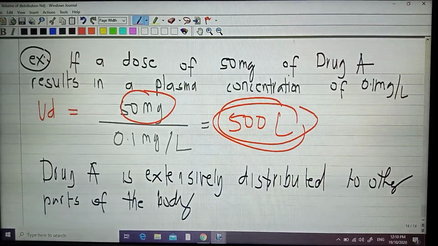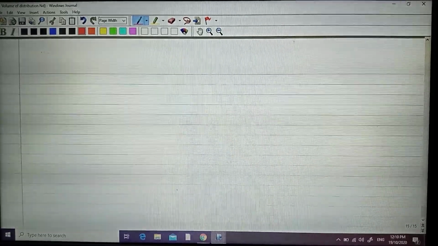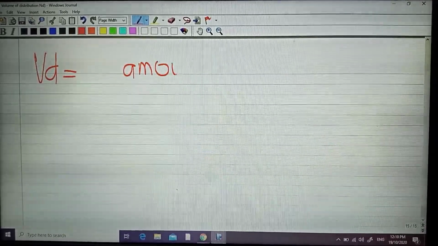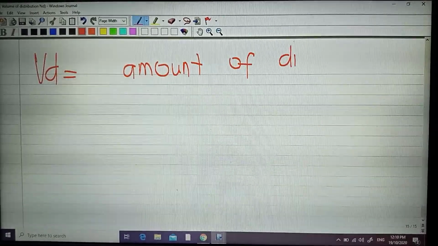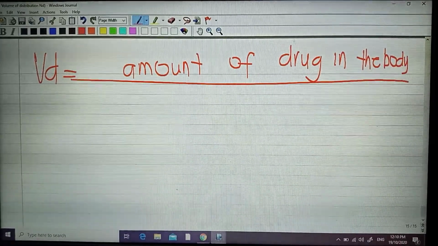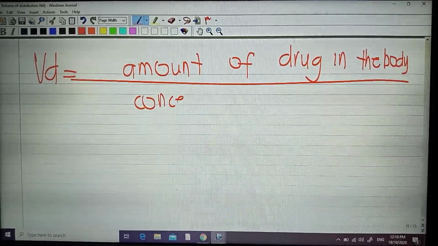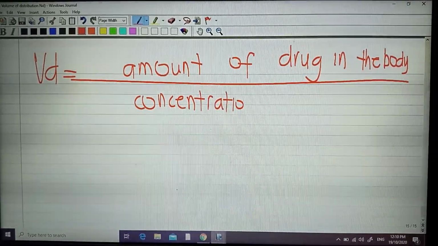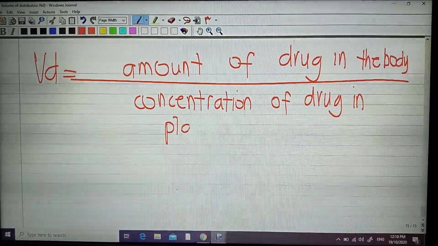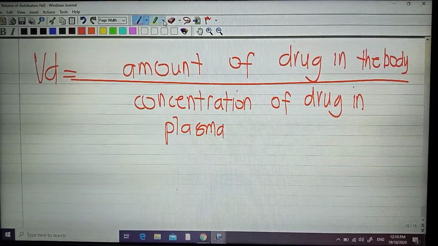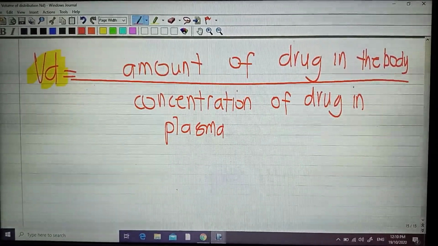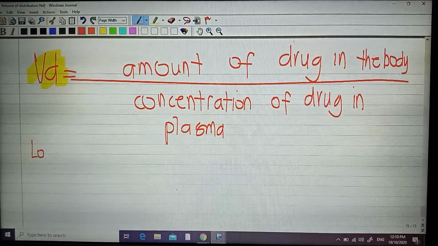So again, how do we compute your VD? Okay, again, the formula: VD is the amount of drug in the body, divided by the concentration of drug in plasma. So that's how you compute your volume of distribution, amount of drug in the body divided by the concentration of drug in the plasma. So what is the indication if the person has a low VD?